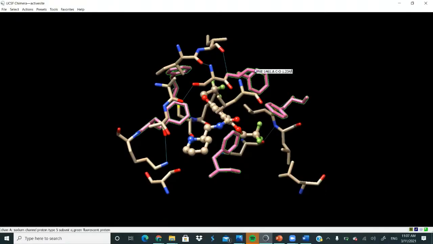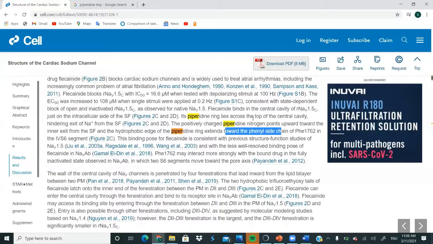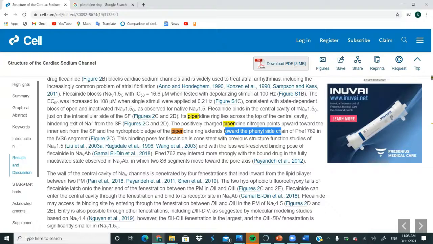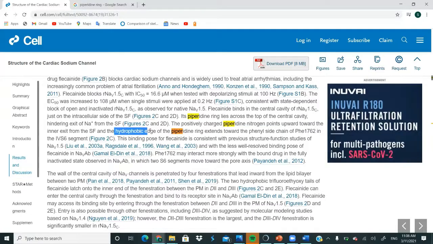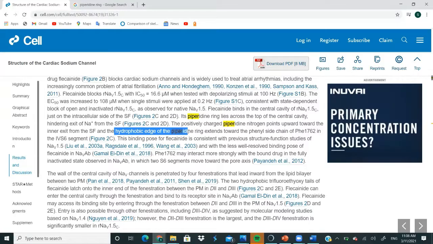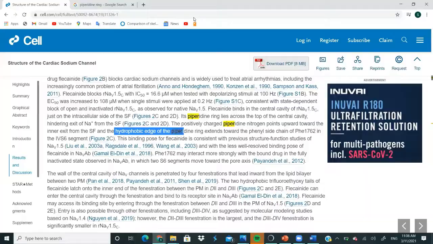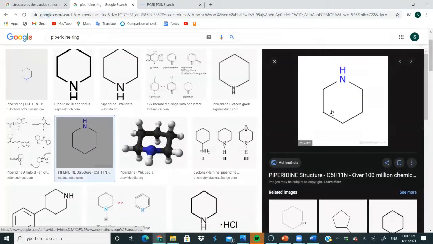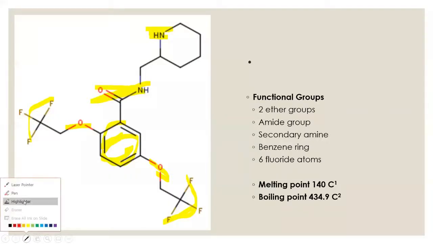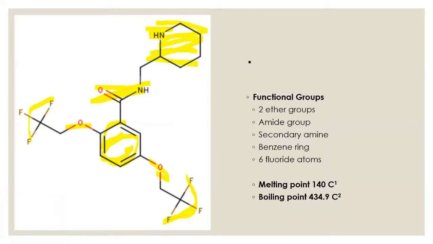Now, it turns out that there is another type of interaction that binds flecainide to the sodium channel. It's basically an interaction between a pyridine ring and phenylalanine, and it's specifically the hydrophobic part of the pyridine ring that interacts with phenylalanine. This is what a pyridine ring looks like. And here's the pyridine ring of flecainide. It's this one here. And this is the hydrophobic edge of the pyridine ring.